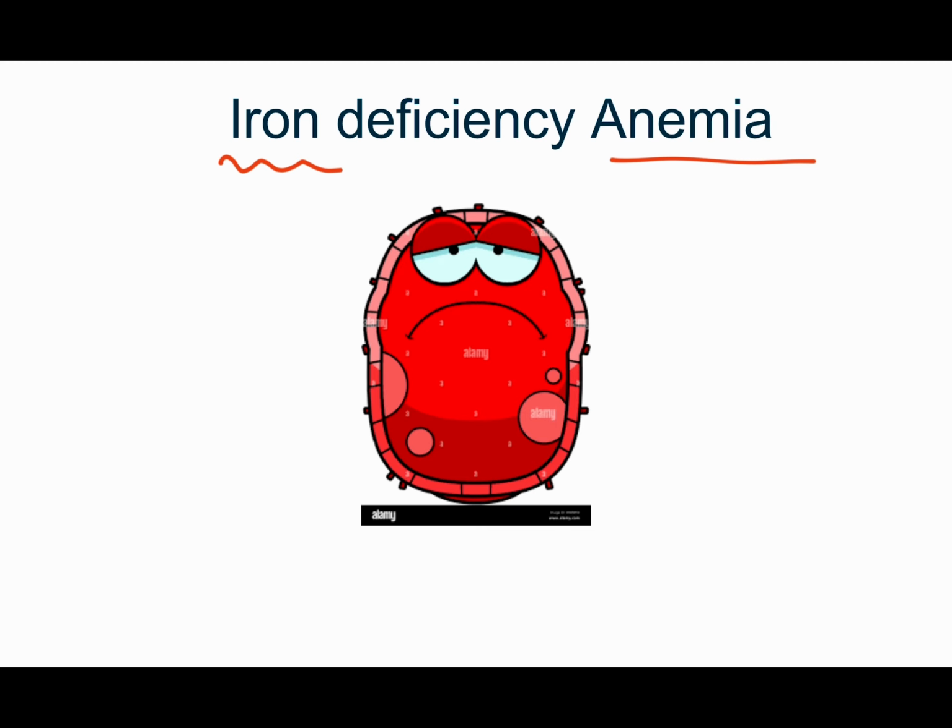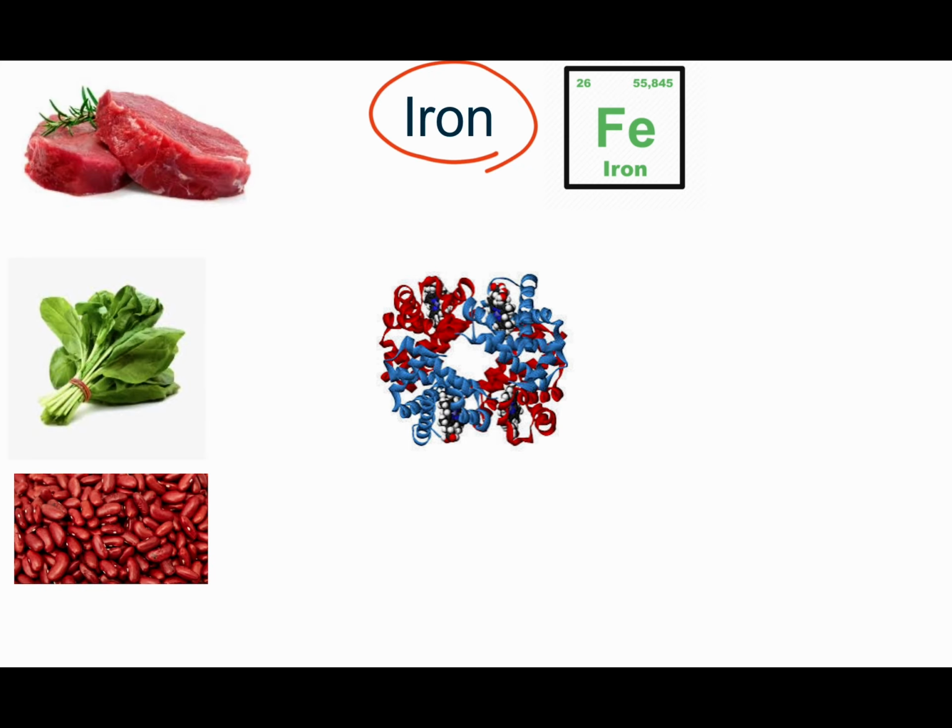So let's talk more about the iron molecule. Iron is like the fuel for red blood cells, helping them to transport oxygen. Without iron, the body can't carry oxygen. Iron is found in foods we eat, like red meat, spinach, and beans. The body doesn't produce iron on its own, so we must get it from our diet or supplements.